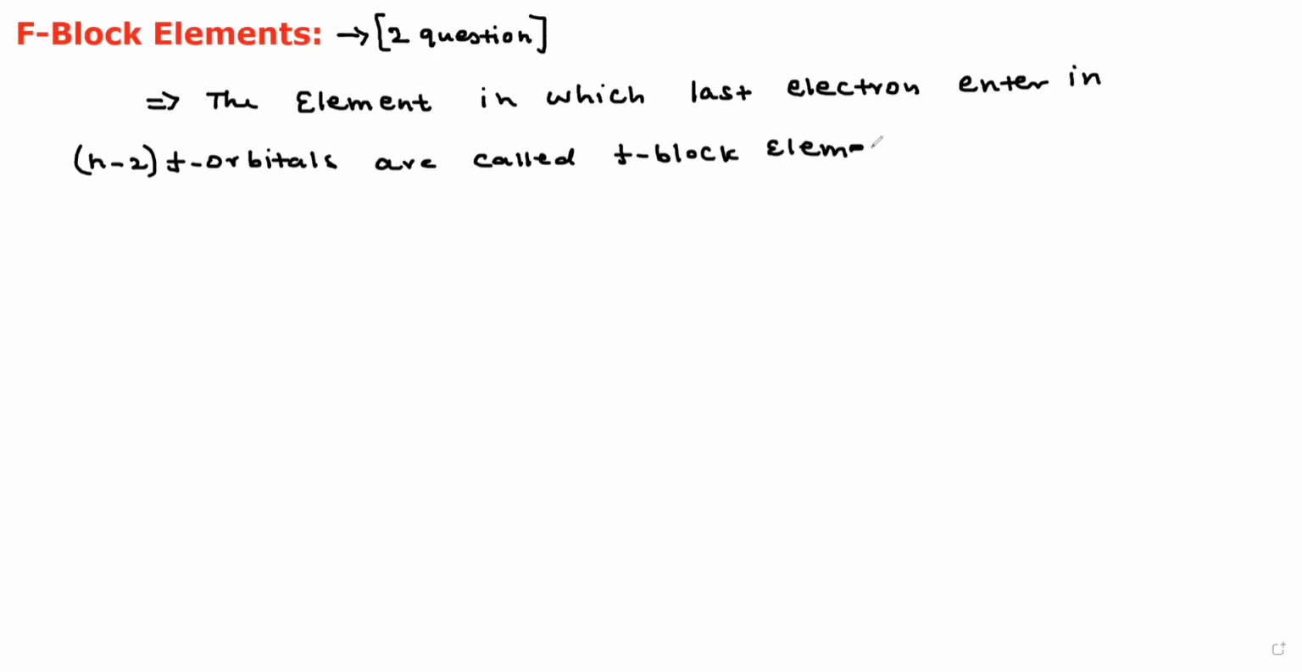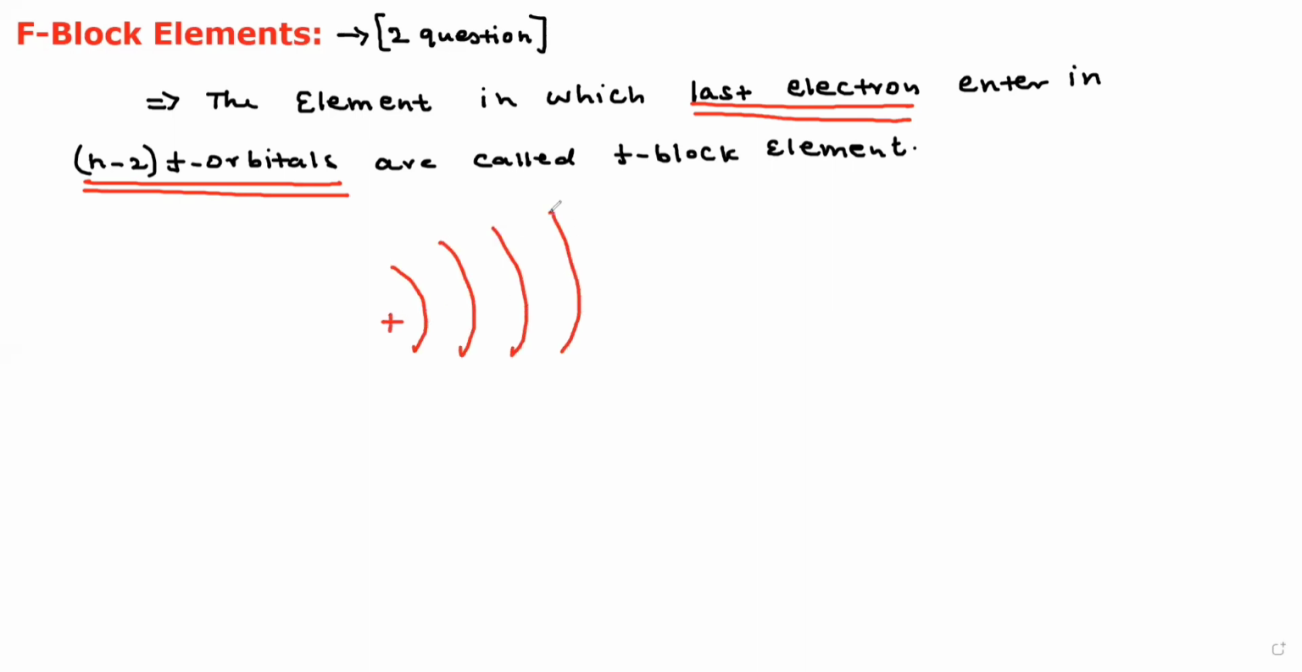What is the important key point here? The (n-2) f orbital. Very important. The last electron entering the (n-2) f orbital makes it an f-block element. Now see, this is the nucleus. The shells are 1, here 2, here 3, here 4, here 5. For example, this is n. What is n? The last shell.